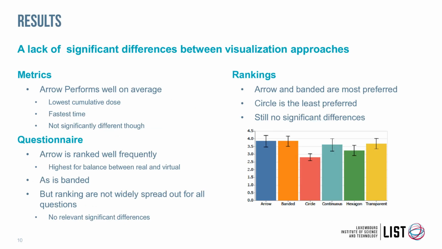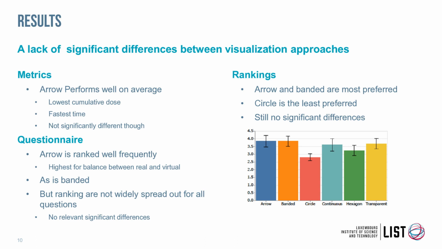There were no significant differences between the different visualization approaches in terms of metrics, questionnaire ratings, or rankings. The arrows visualization approach resulted in the lowest cumulative radiation dose on average and the lowest average time. The arrow visualization also resulted in a smaller distribution of values for the time in proximity to the table.